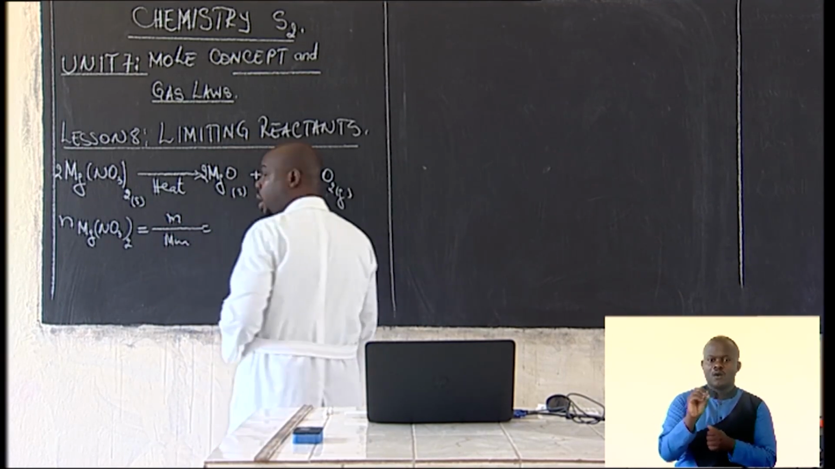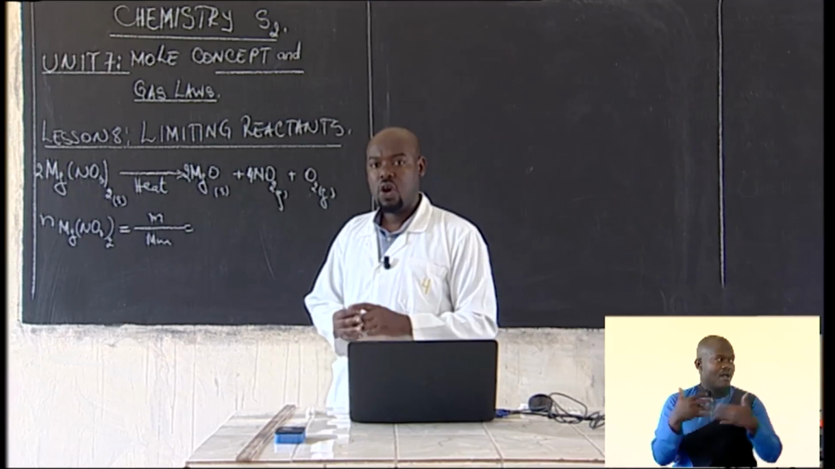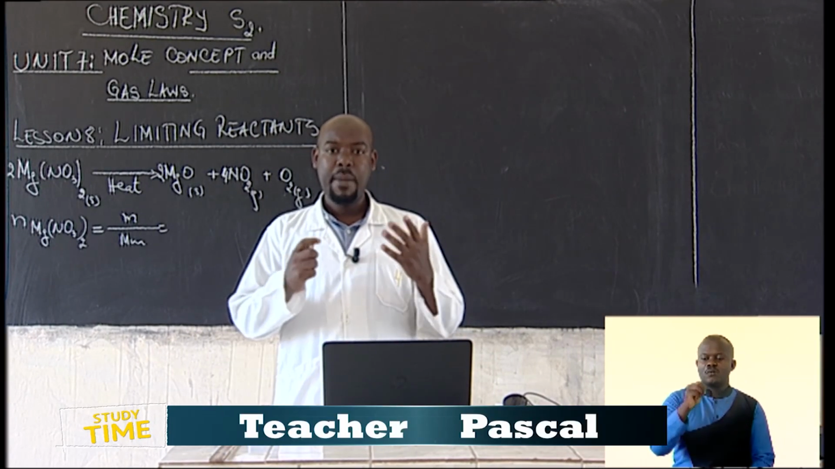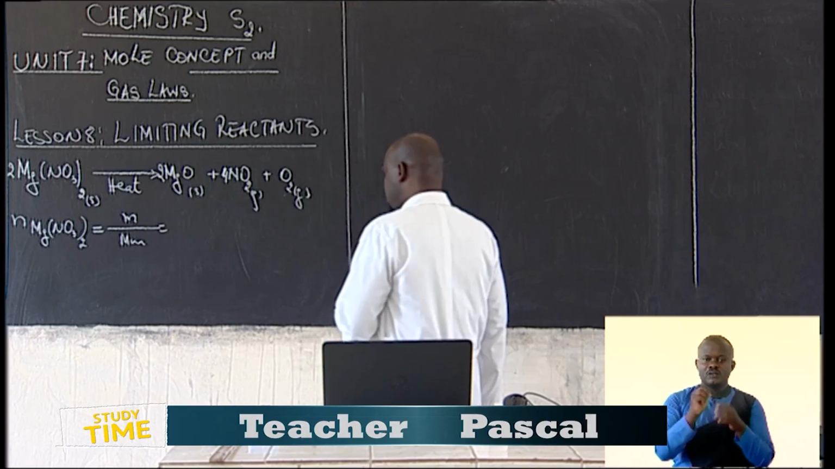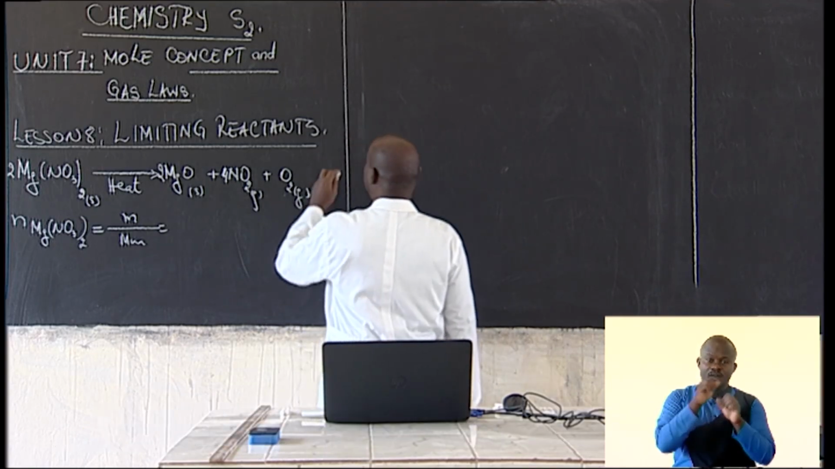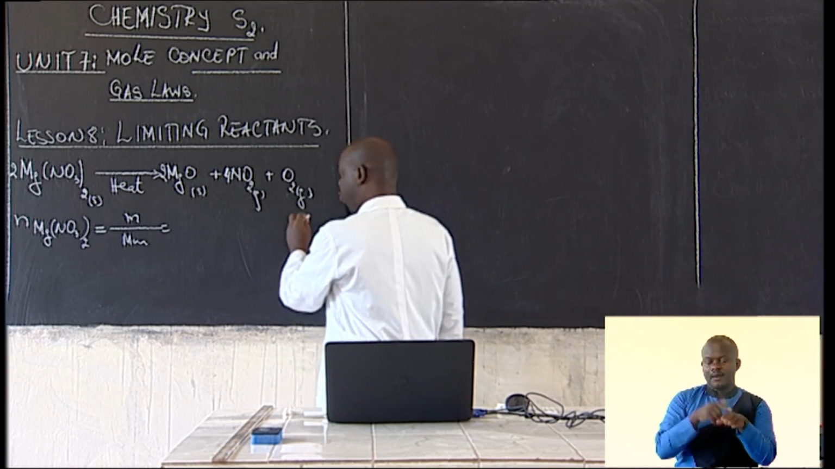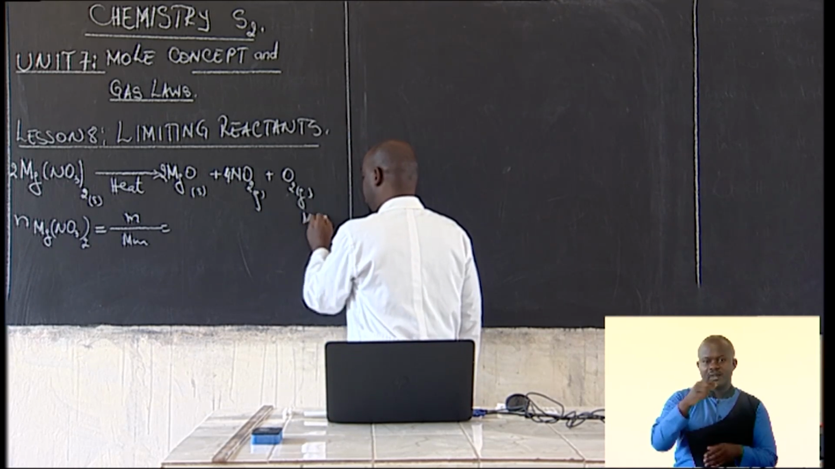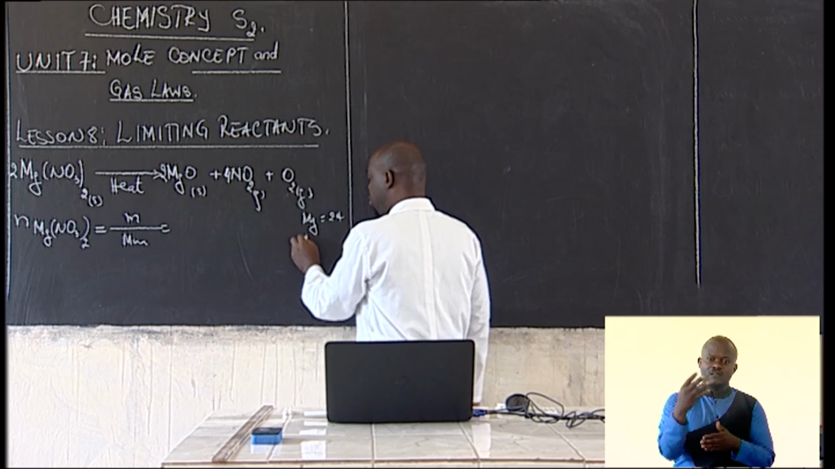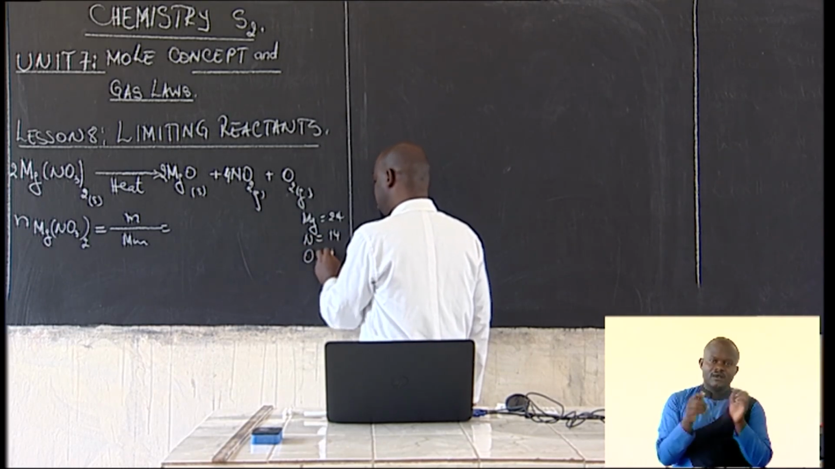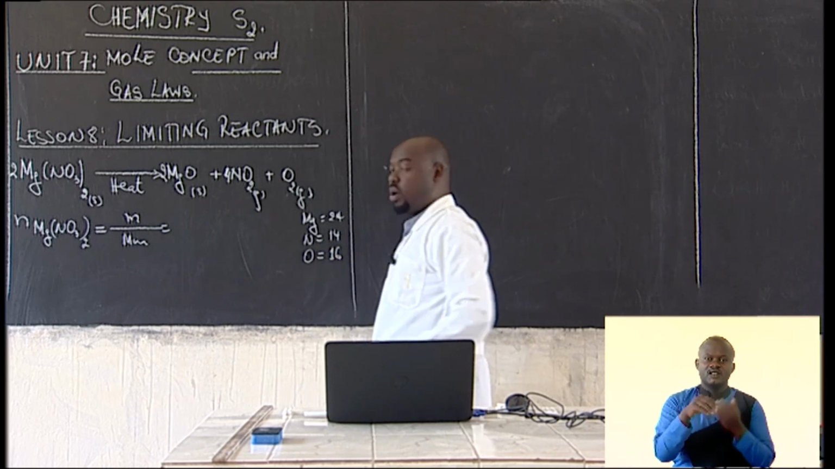I hope you remember how we determine the molar mass of compounds. We use mass numbers, which can be determined from the periodic table. So for magnesium, we have 24 grams per mole. For nitrogen, it's 14 grams per mole. And for oxygen, it's 16 grams per mole.